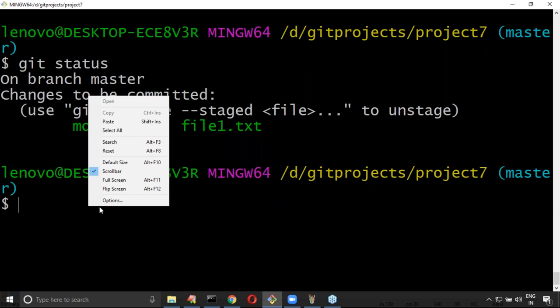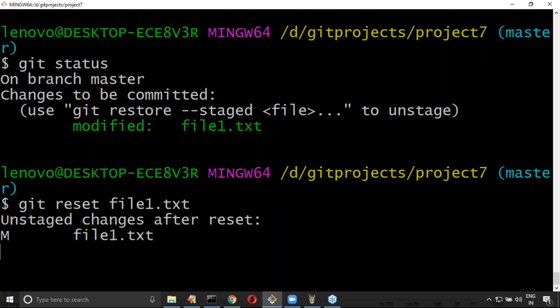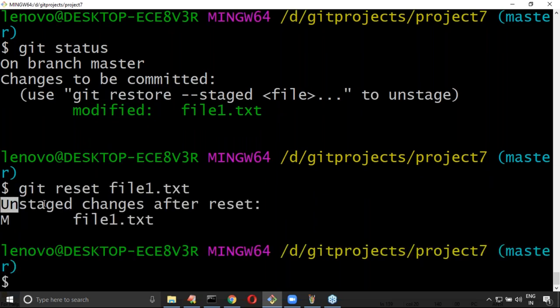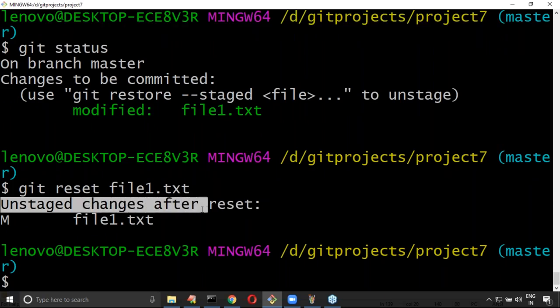Okay, observe carefully. Git reset: unstaged changes after reset. Now the changes are removed only from the staging area, not from the working directory. Remember, in the working directory the changes are as usual, but I want to remove the changes only from the staging area.